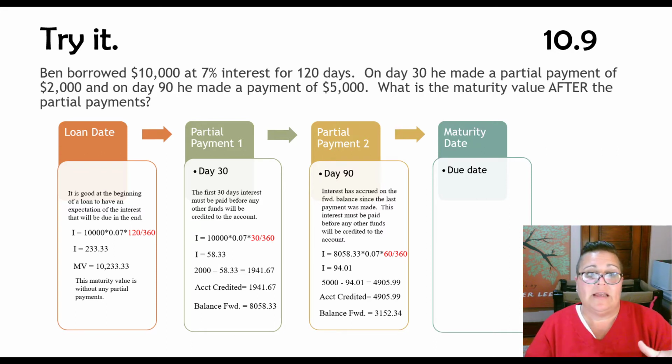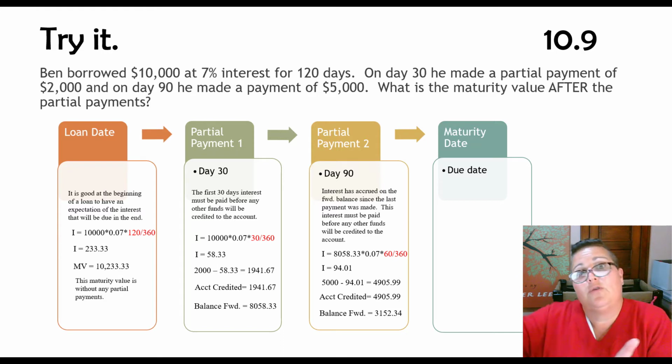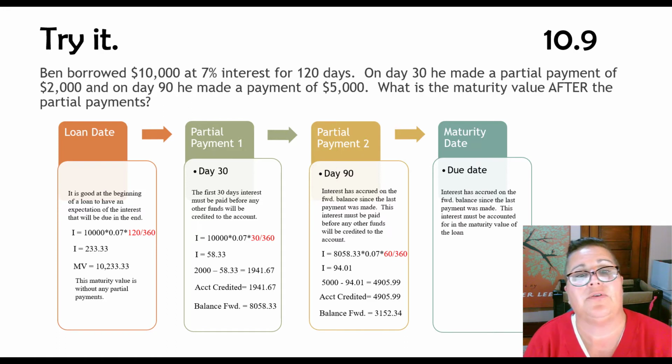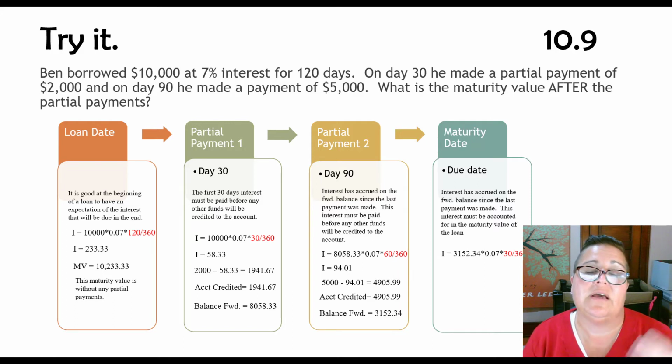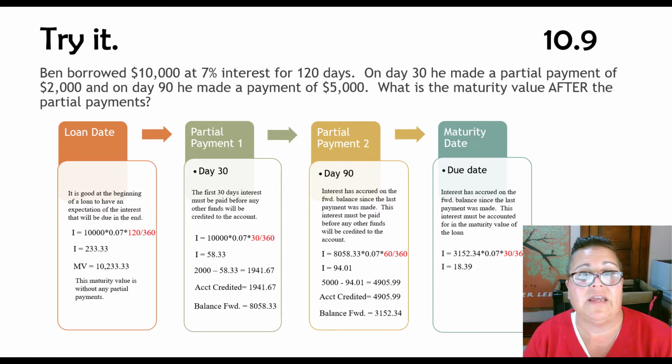Now, that's the current balance. They still owe $3,152.34. So from now until the end of the loan, from day 90 to the end of the loan at day 120, right? 120 days, yep. So from day 90 to day 120 is 30 days. And for those 30 days, we're going to owe interest on the $3,152.34. Only on those 30 days. So our interest here is $3,152.34 times 7% times 30 out of 360. This gives us interest of $18.39.